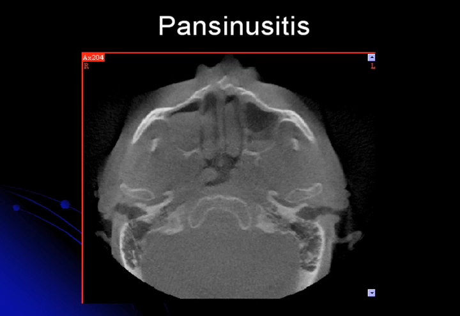Here's a case of pansinusitis. You see the sinuses are basically cloudy. One's completely obliterated for the most part and the other partially. So a patient that may be complaining of sinus symptoms or allergies all the time, or headaches, sinus-related headaches, these can give you a lot of information.